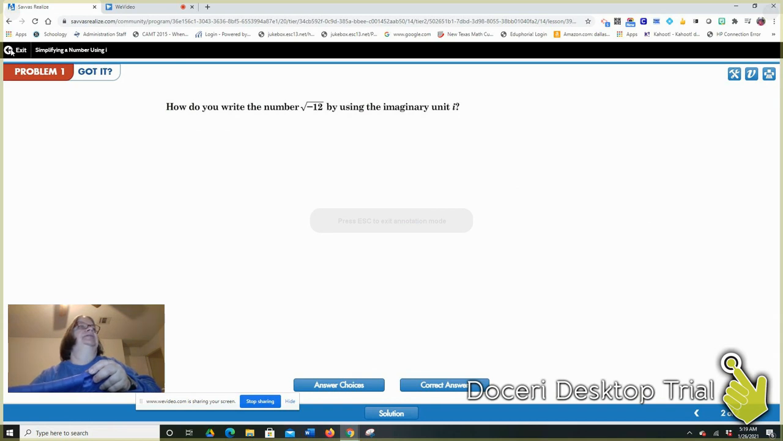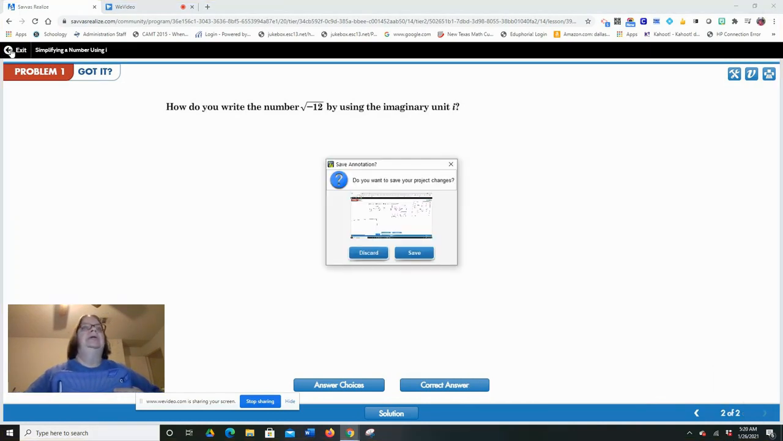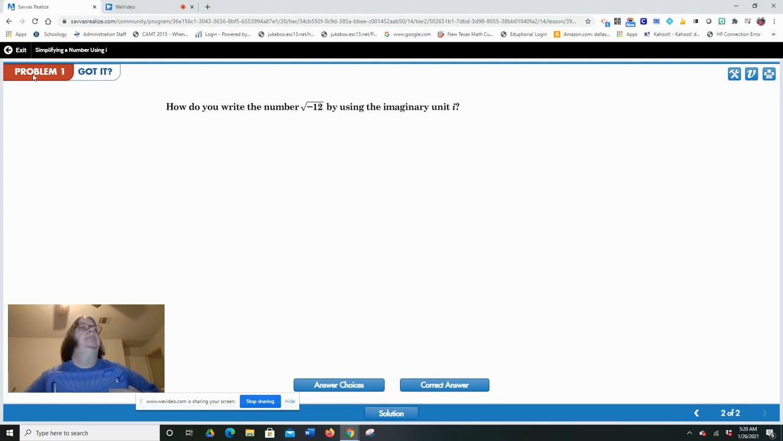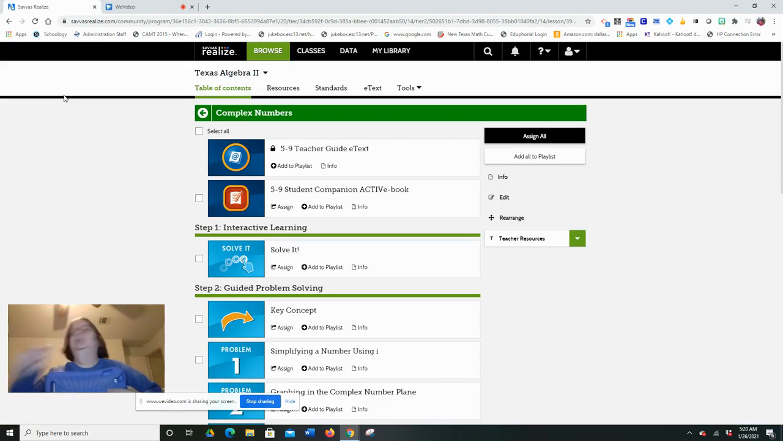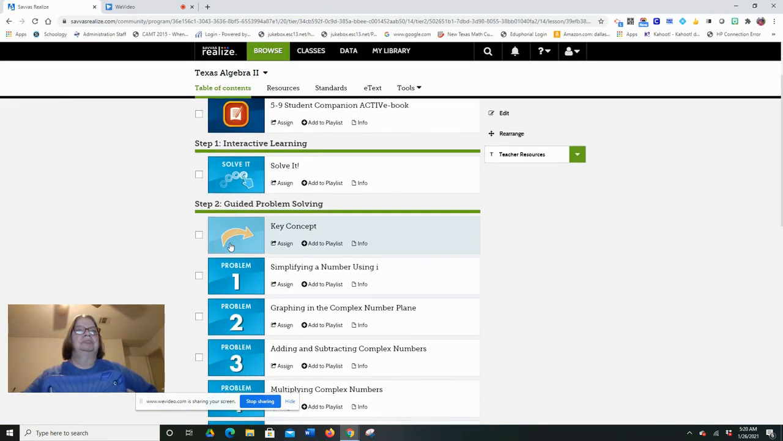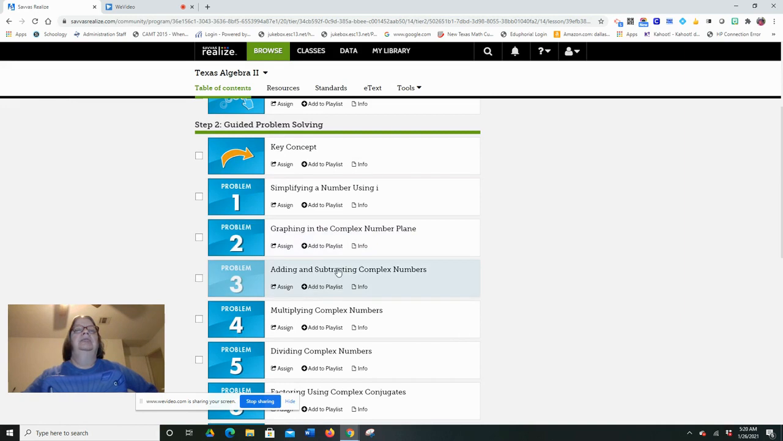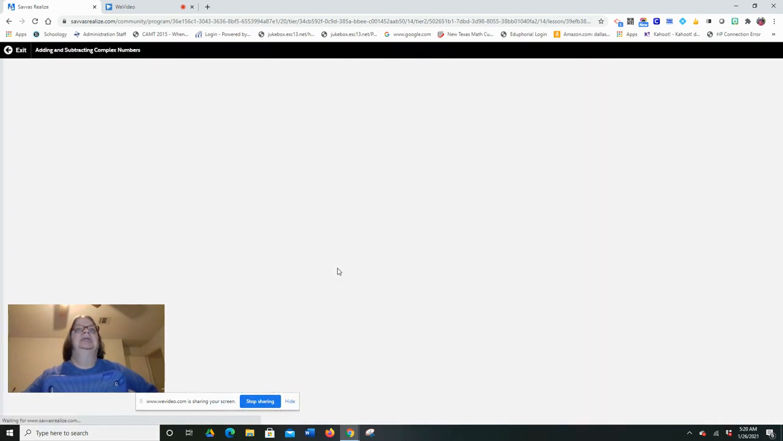Okay, now that we know how to simplify with that, we're going to look at how we work with these complex numbers. A complex number has a real part and an imaginary part. And we're going to look at adding and subtracting complex numbers.